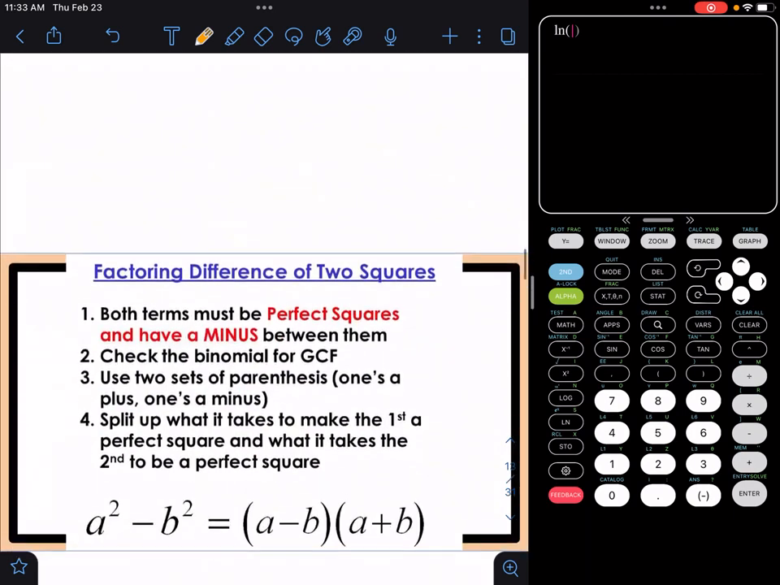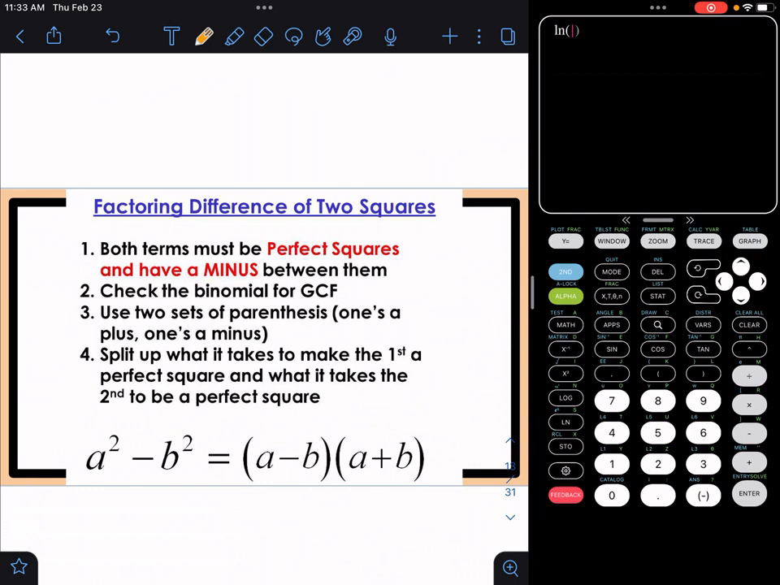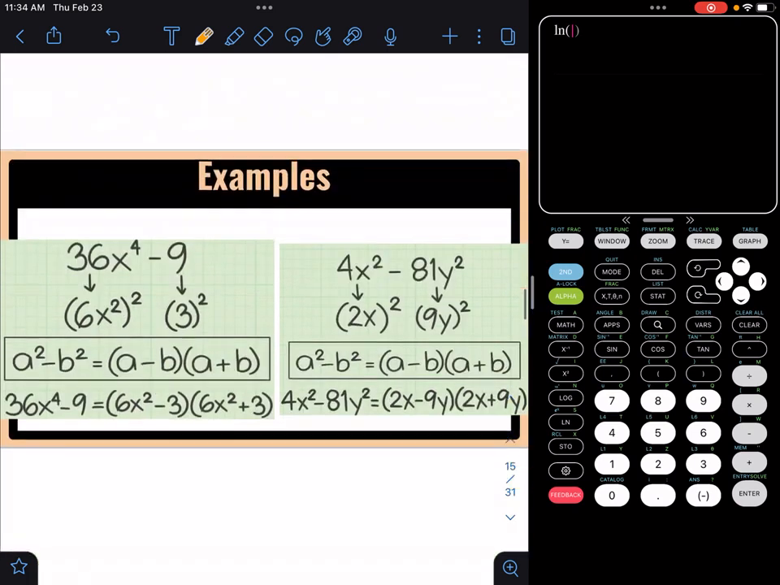All right. So factoring the difference of two perfect squares. 1, both terms must be perfect squares, and you must have a minus in between them. First, with all factoring techniques, you want to make sure that there's no GCF, and if there is, you want to factor that out. Then you want to use two sets of parentheses where one's going to have a minus sign and one's going to have a plus. And then you split up what it takes to make the first a perfect square and what it takes to make the second a perfect square. So let's see what all of this means.